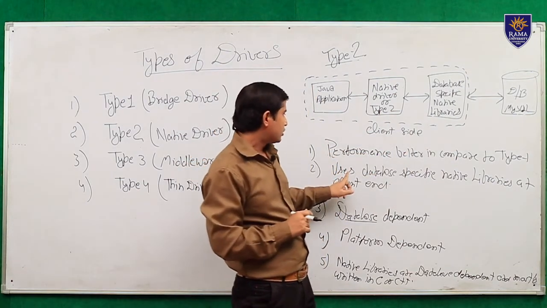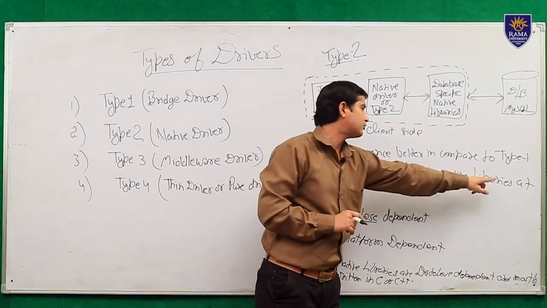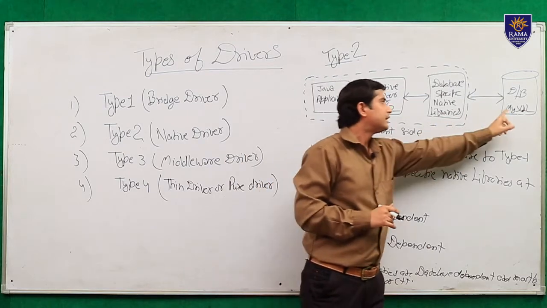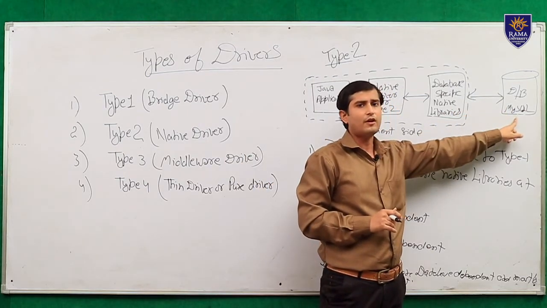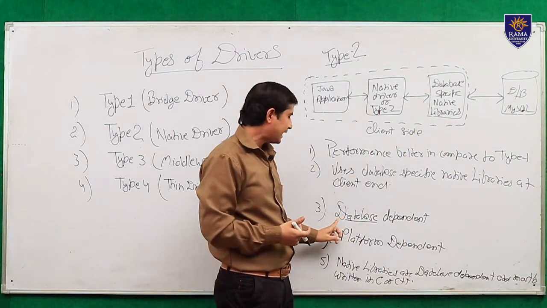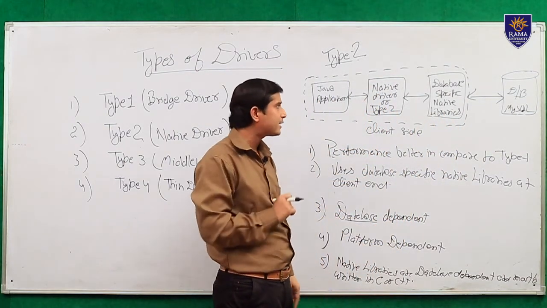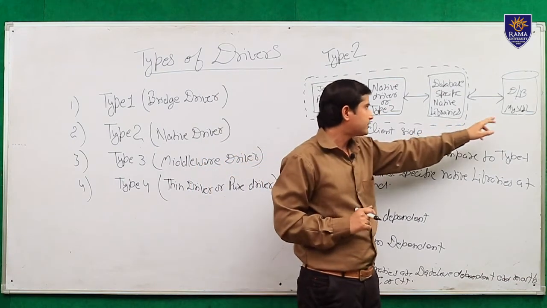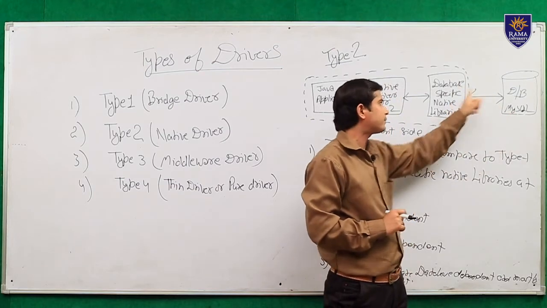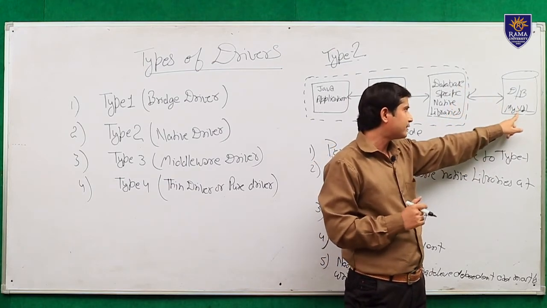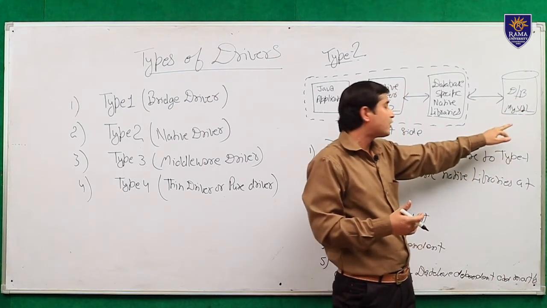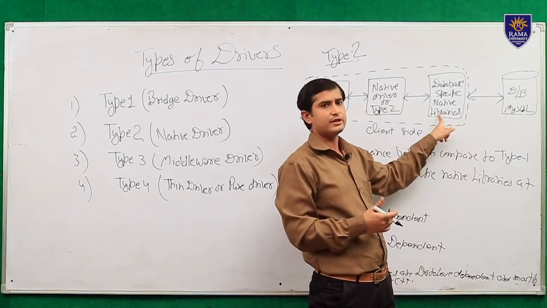Second thing, it uses database specific native libraries at the client end. Means at the client end you have to install database specific libraries of the corresponding database with which you want to communicate. And it is database dependent. Why is it database dependent? Because these libraries are dependent on databases. So after some time if you want to move from one database to another database, then you have to install the corresponding libraries of that database here.